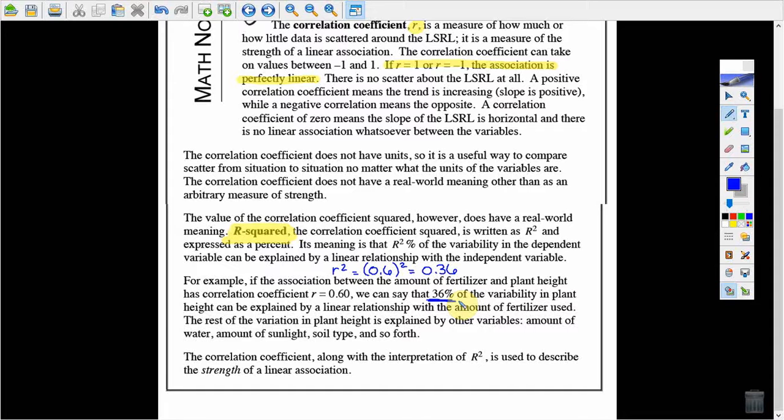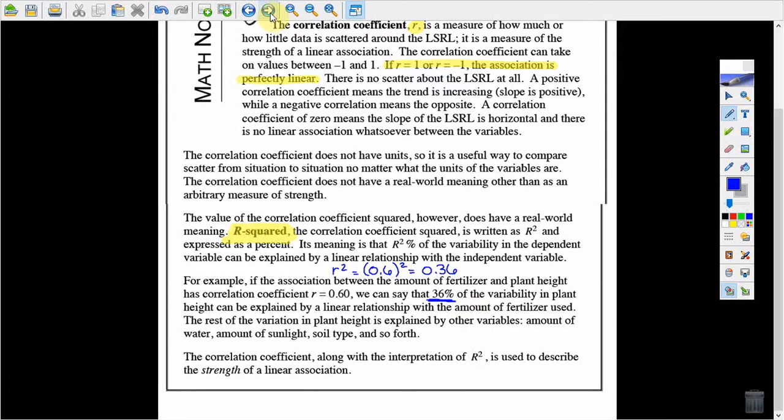The rest of the variation in plant height is explained by other variables, such as the amount of water, the amount of sunlight, the soil type, and so forth. The correlation coefficient, along with the interpretation of R squared, is used to describe the strength of a linear association. There's something else that happens when we use the R squared instead of the R, and that is that everything becomes positive. You never have any negative R squared values.